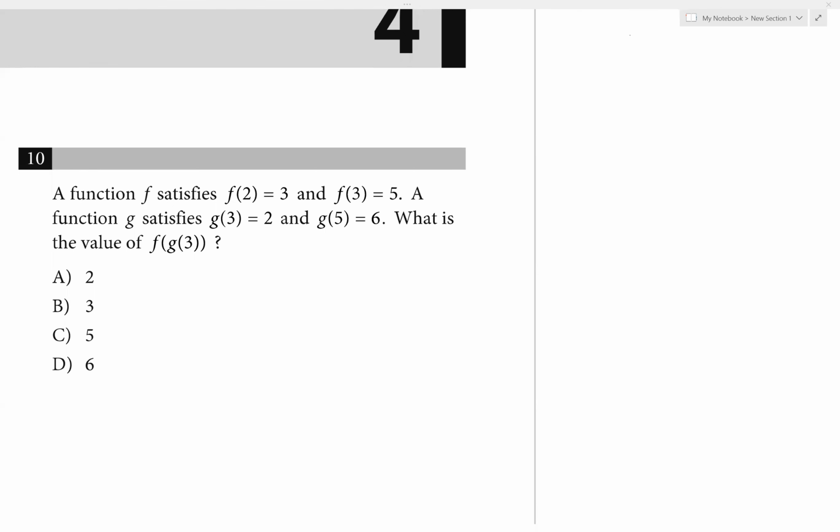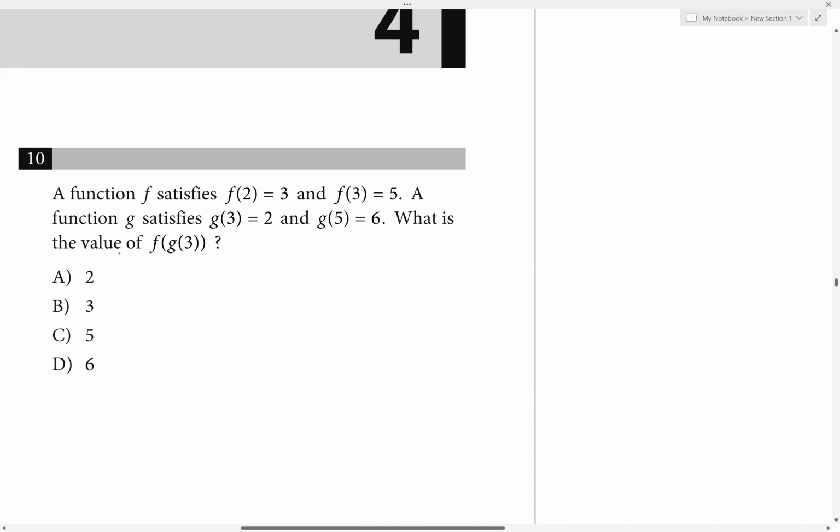All right, number 10. A function f satisfies f of 2 equal to 3 and f of 3 equal to 5. A function g satisfies g of 3 equal to 2 and g of 5 equal to 6. What's the value of f of g of 3? Okay, so this is a composite function. The question here is f of g of 3. So we have a function that goes inside another function. So it's a composite function.